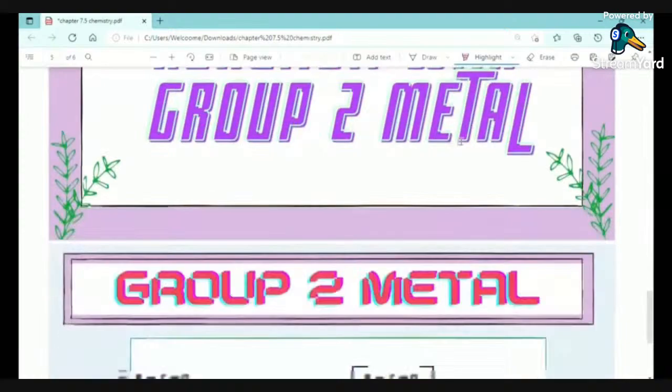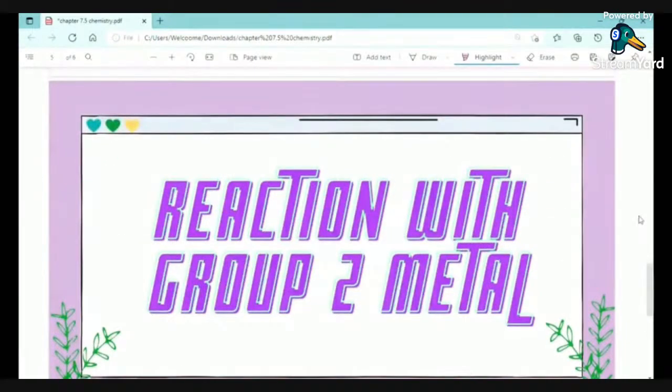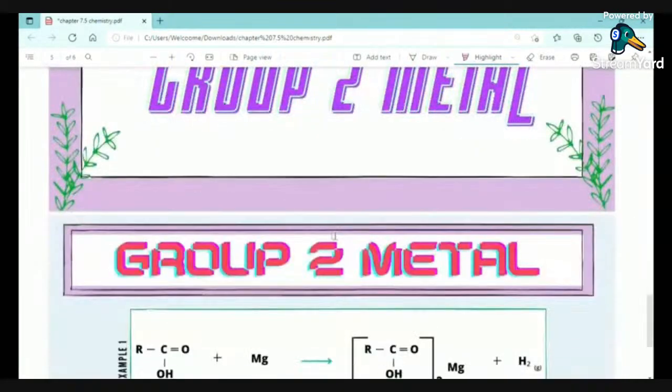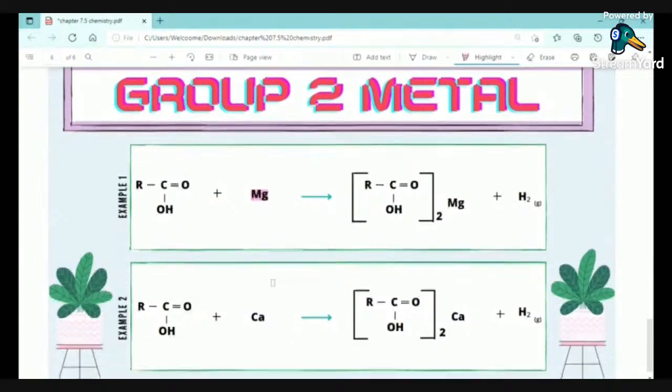Okay, let's see reaction of carboxylic acid with group 2 metal. We have two examples of group 2 metal, namely magnesium and calcium. It's the same as before. So let's see the first example.